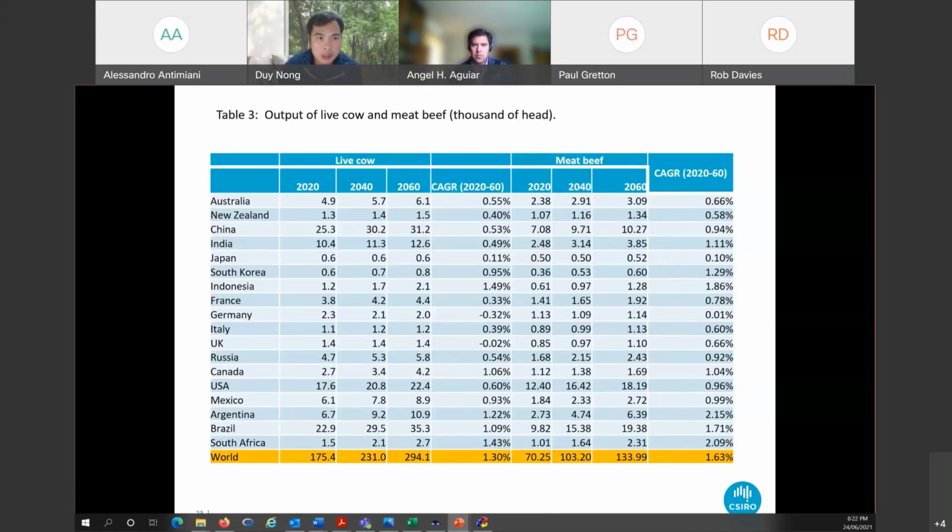And here I would like to show you the output of live cow and beef meat. The unit is measured in thousand head, no, thousand tons, in this case, a million tons. Sorry for the mistake. The values of live cow are always greater than the values of meat. When we look at the world value, it's about 175 million tons of live animal, but meat only produces 70 million tons. So we think the results look quite reasonable from 2020 to 2060 for cow and beef meat.